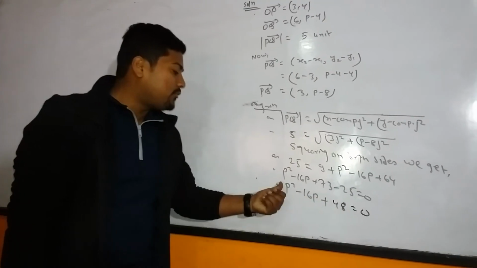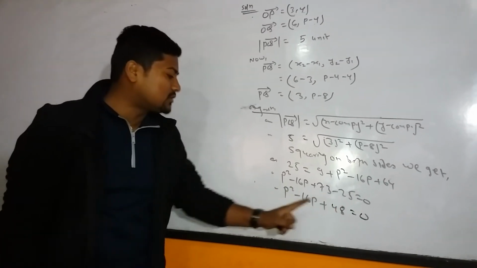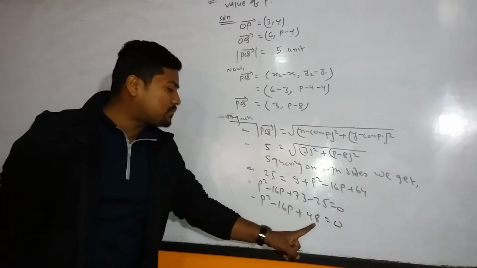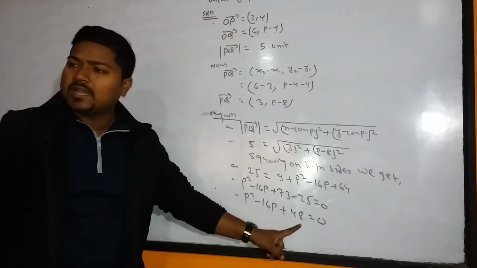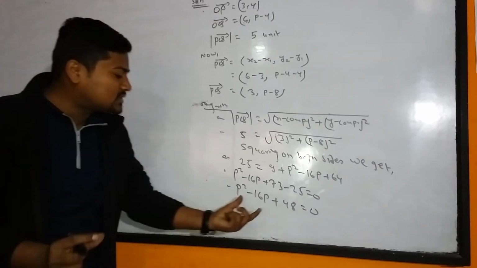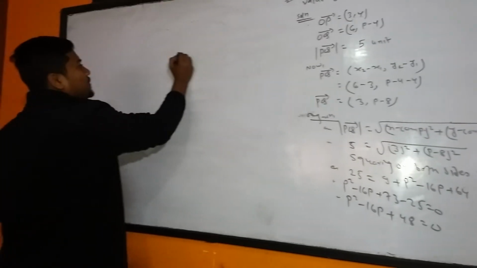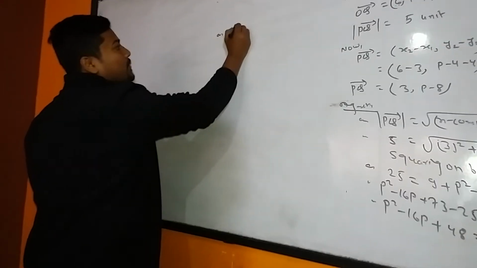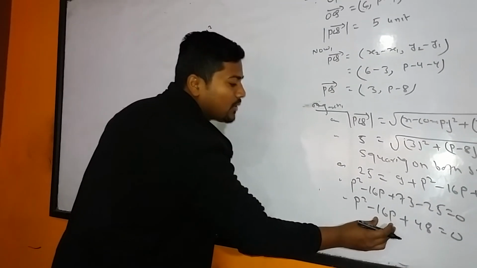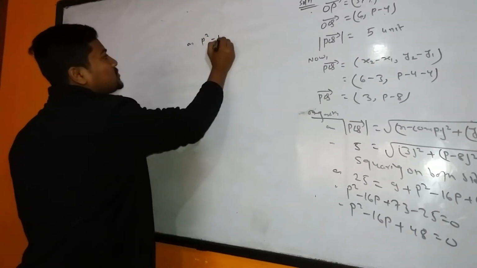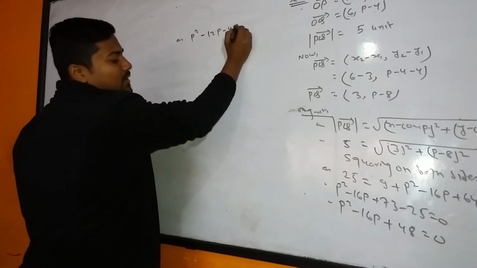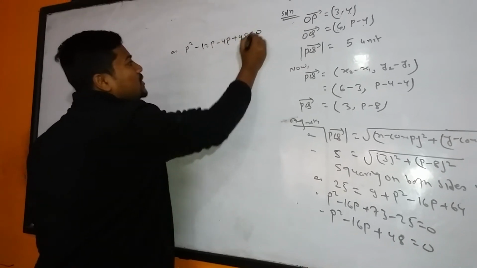Okay, 48. First into last, midterm factor you can also say. So now here 1 and 48. 48 breaks into two parts that after adding or subtracting, 16p will come. So what we can do here? 12 into 4. P square, 12 plus 4. So minus 12p minus 4p plus 48 is equals to 0.